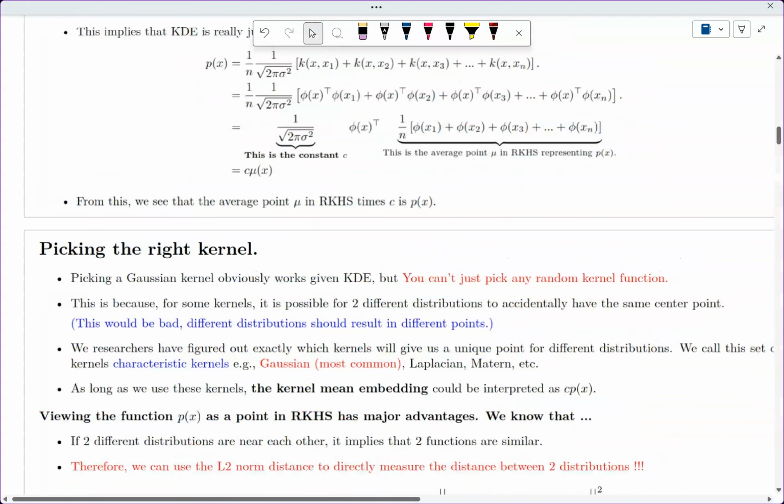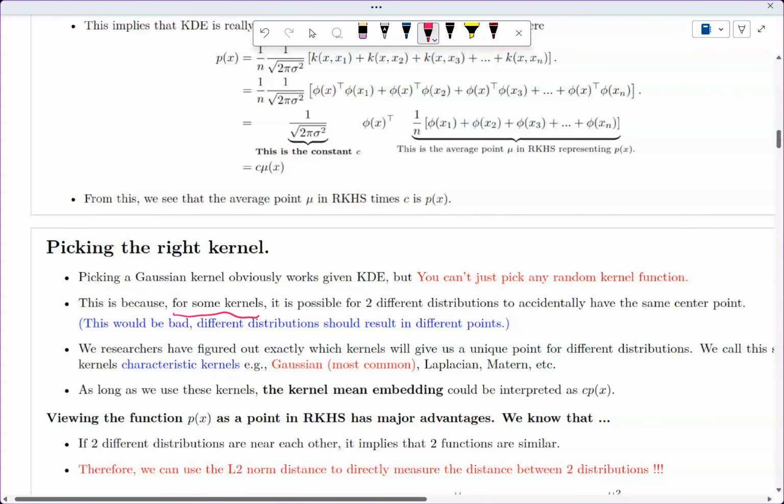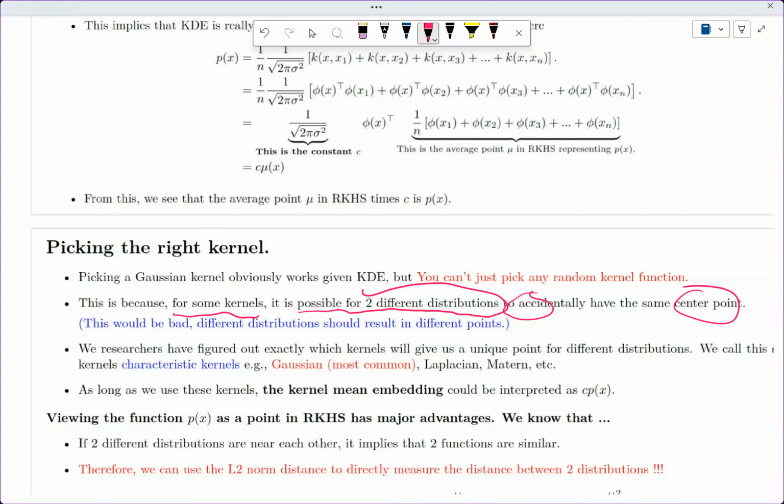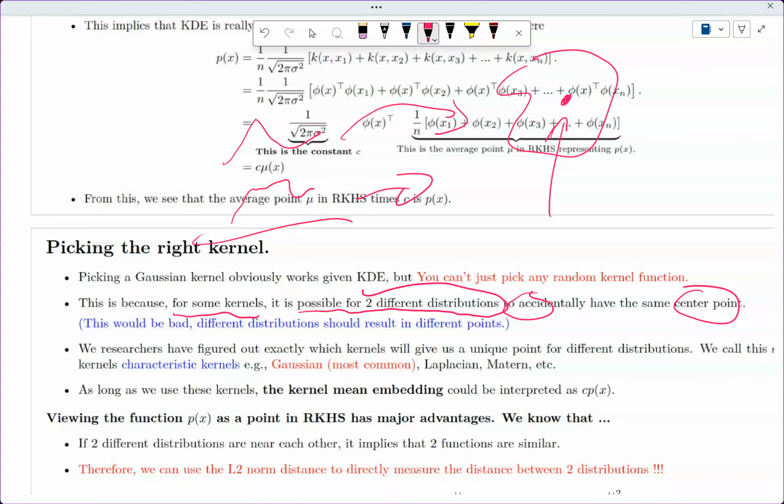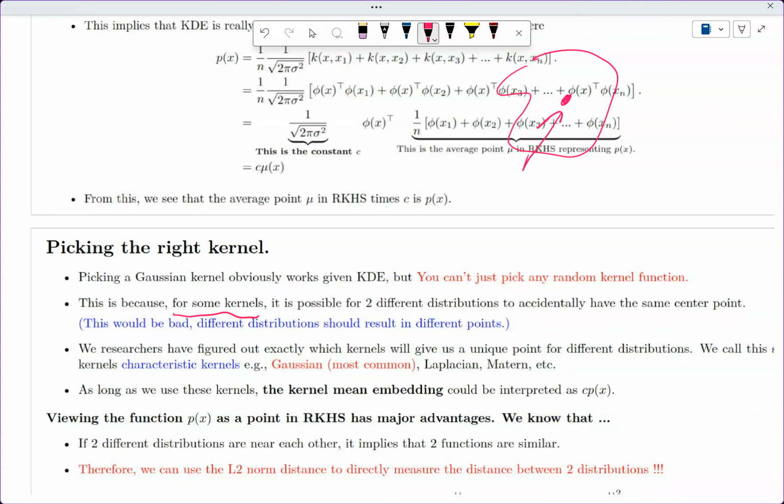And that's because, mathematically speaking, for some kernels, it is possible for two different distributions to accidentally have the same center point. If you use some kernel, one distribution and another distribution are different, but you can accidentally have the identical point in RKHS. That would not be good because different distributions should not yield the same point, because the whole point of this is that it will be different for every single distribution. So not all kernels will guarantee that the point you get is a distinct probability distribution.